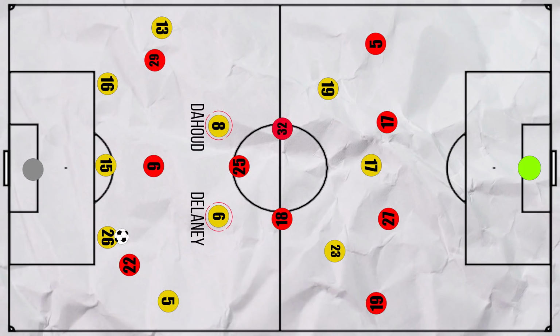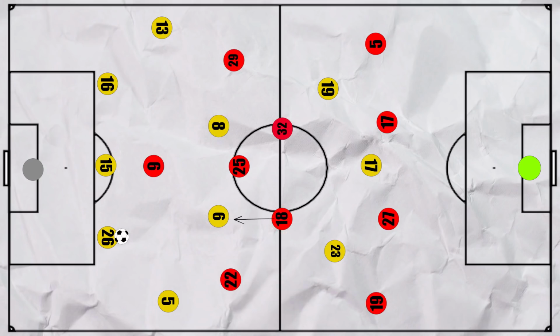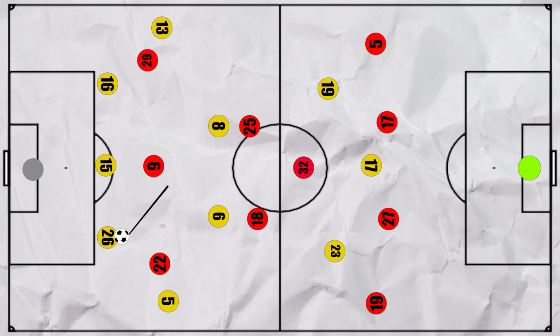It's also important to note that Bayern kept close attention on Dahoud and Delaney and reduced their influence on the game. Whether Bayern pressed with the 3 up front or the 4-2-3-1, they always had men on the Dortmund pivots, so Dortmund could rarely play through the centre.